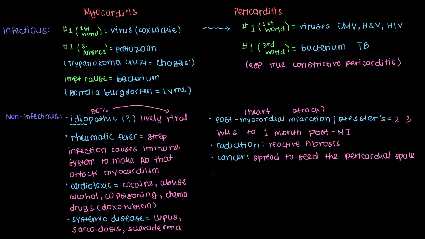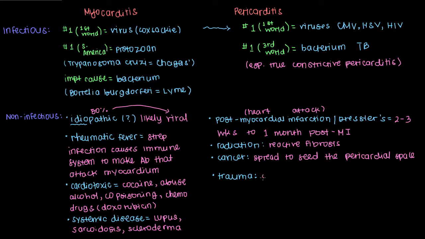Another important cause of pericarditis is just plain old trauma. Maybe you're in a motor vehicle collision and it's a deceleration collision where your car is stopped really abruptly because you've run into a wall, and then you fly forward and your chest hits the steering wheel so hard that the steering wheel is deformed.